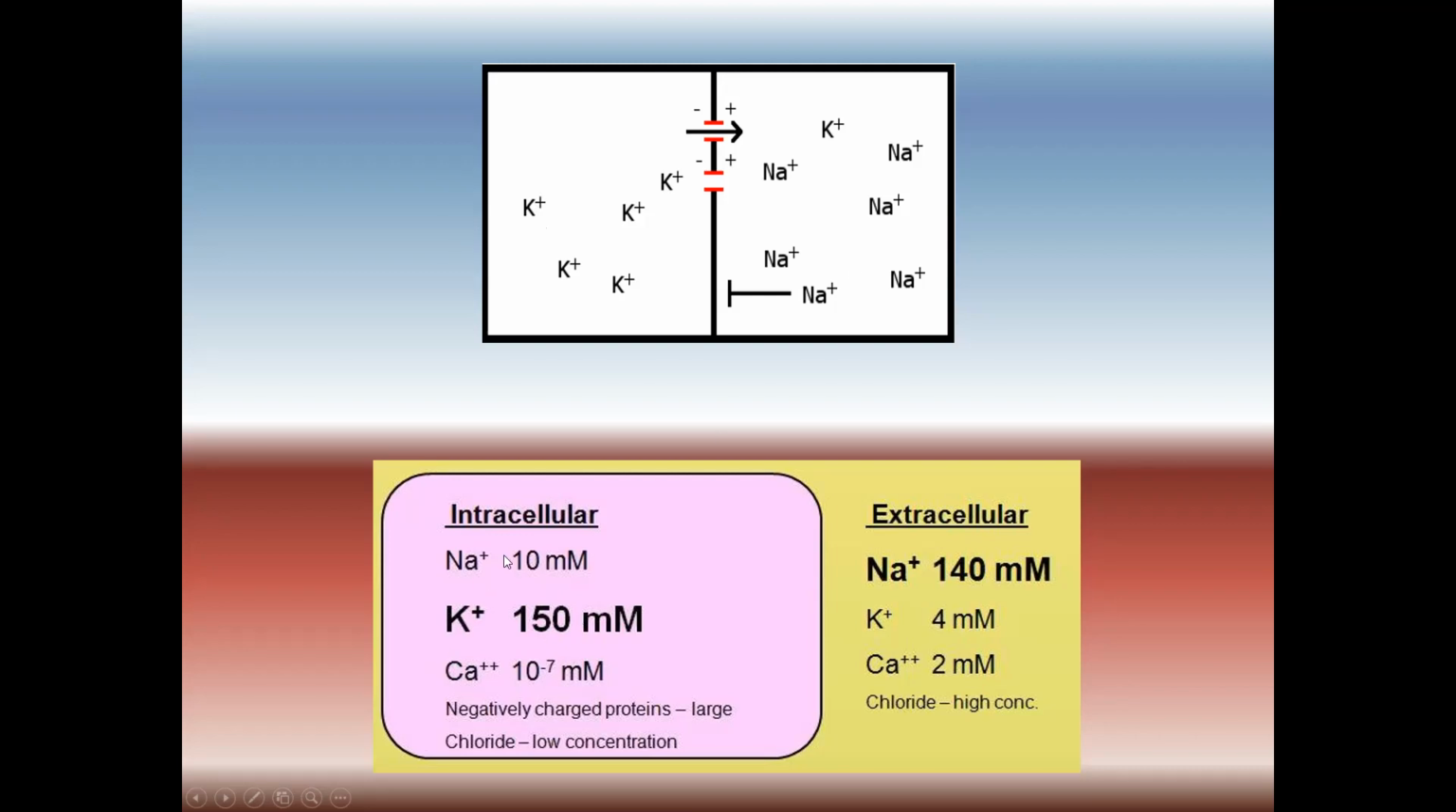So inside of the cell, we have lots of potassium, about 150 millimoles. But outside the cell, we have very little potassium, about 4 millimoles. Outside the cell, we have lots of sodium, about 140 millimoles. But inside the cell, we have very little sodium, only about 10 millimoles.